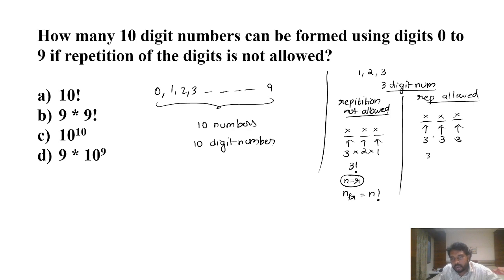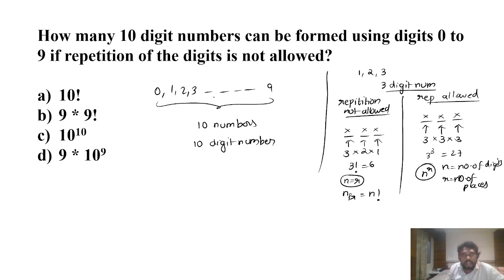So it would be 3 into 3 into 3, which is 3 cube. So this is 27, whereas 3 factorial is 6. I can say n power r is the formula for this, where n equals the number of digits and r equals the number of places. I hope you understand, guys. Correct.